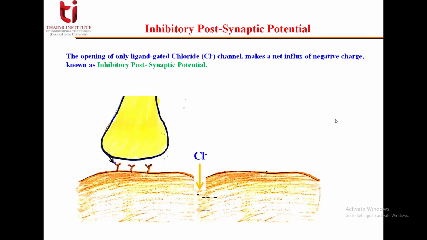Similarly, we have another kind of potential, that is the inhibitory post-synaptic potential. In this, the opening of only a ligand-gated chloride channel makes a net influx of negative charge. Then it is the inhibitory post-synaptic potential. And because it is the flow of negative charge, it will make the inside-cell potential more negative, and this process is known as repolarization.